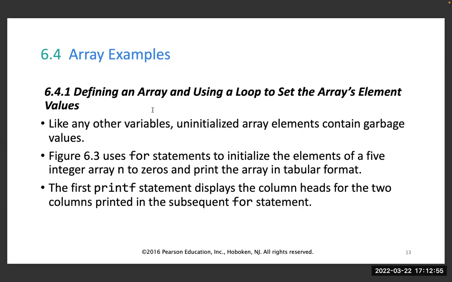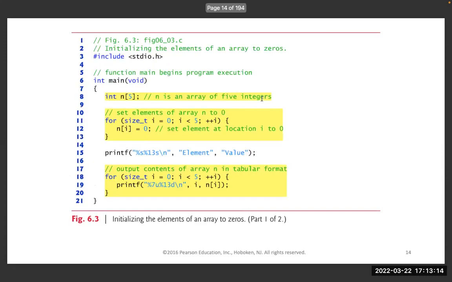Okay, so this one just shows defining the array first, then initializing the array. For an array, we know it usually has many elements. So how do we assign values to all the elements? We have one way of doing it, so this one.